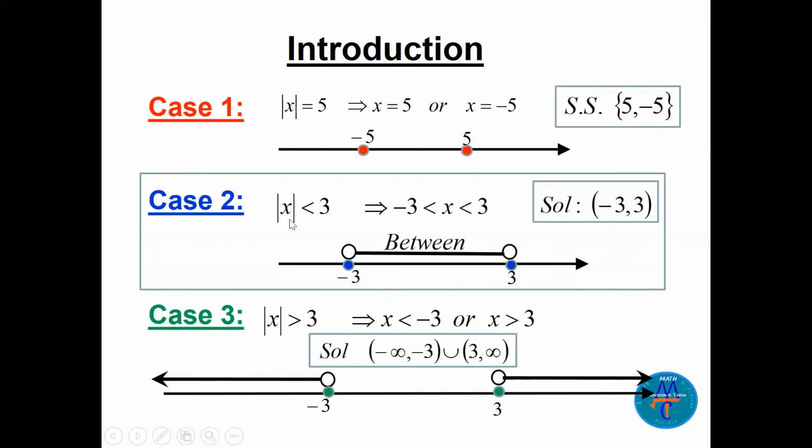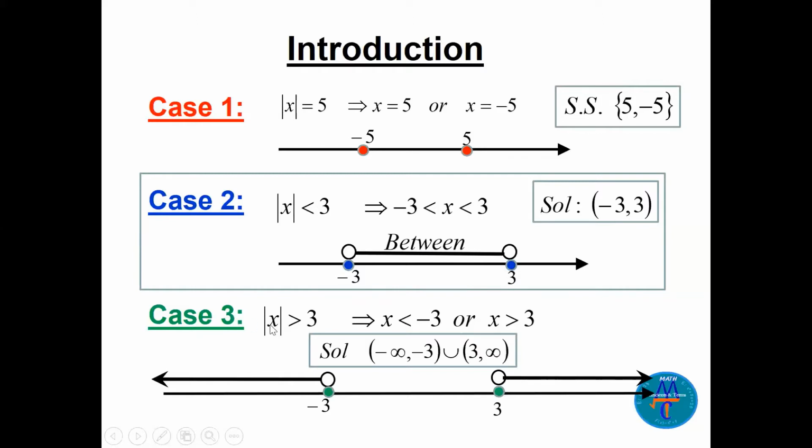Case number two, if we have absolute value less than 3, it means all the real numbers between minus 3 and 3, all the numbers. There is no equal, so we don't put an equal here, it's open. If there is an equal, less than or equal, we put this one closed. So all these numbers, you can try 0, 1, 1.1, 1.2, etc. 3 is not there because it's open.